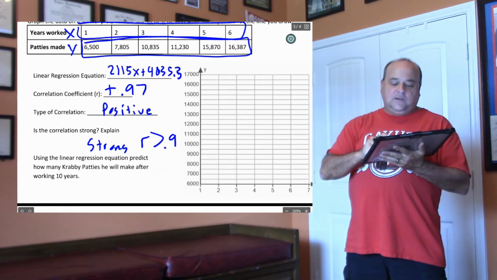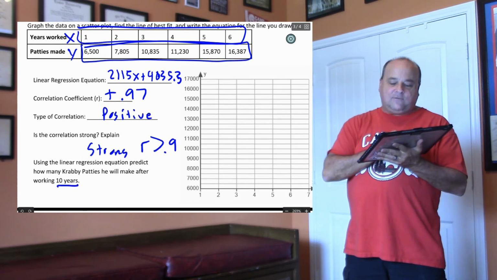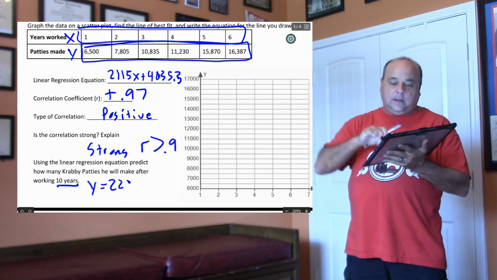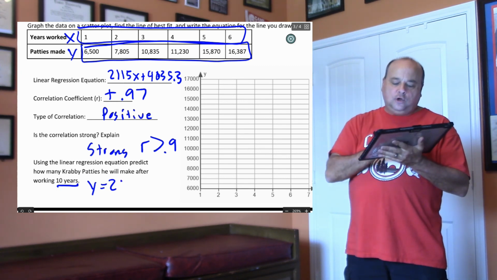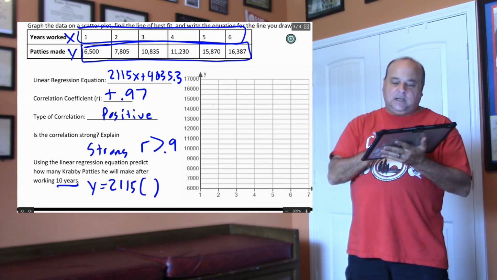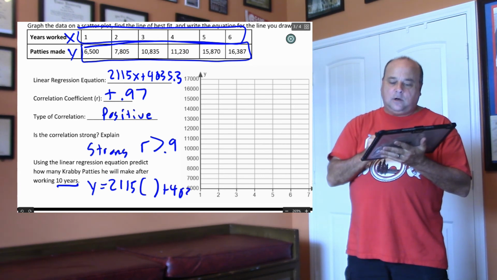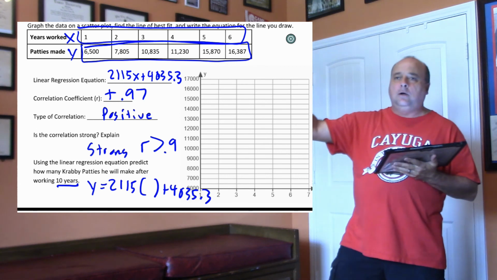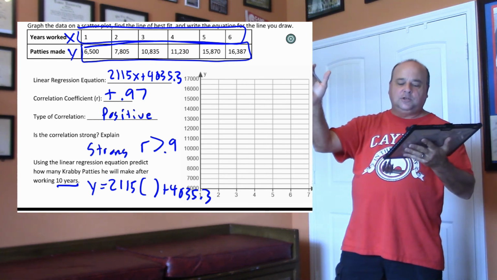Now then, using the linear regression, how many will they make after 10 hours? So write down y equals 2115 parentheses plus 4035.3. Remember, I'm not going to graph these. This has got to take too long. This is already too long. Hopefully you're still with me.